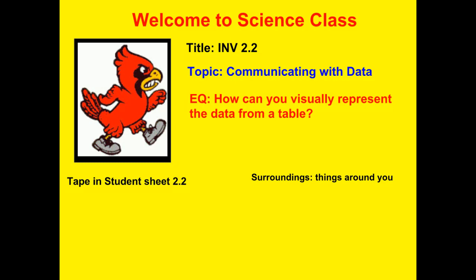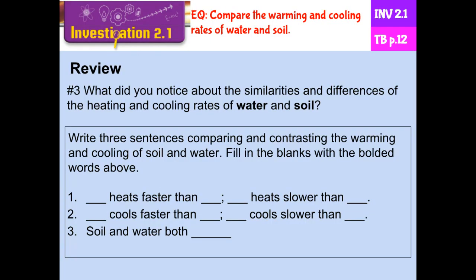How can you visually represent the data from a table? There is a student sheet 2.2 to put in, and the word "surroundings" means things around you. So we're going to review a little bit from investigation 2.1 yesterday.